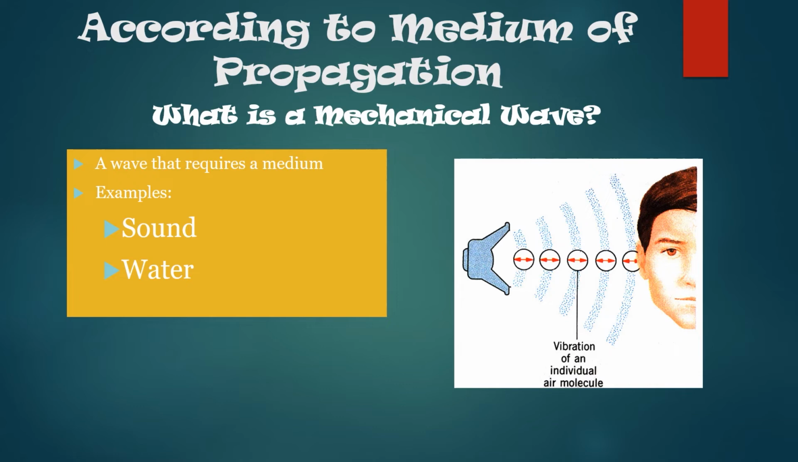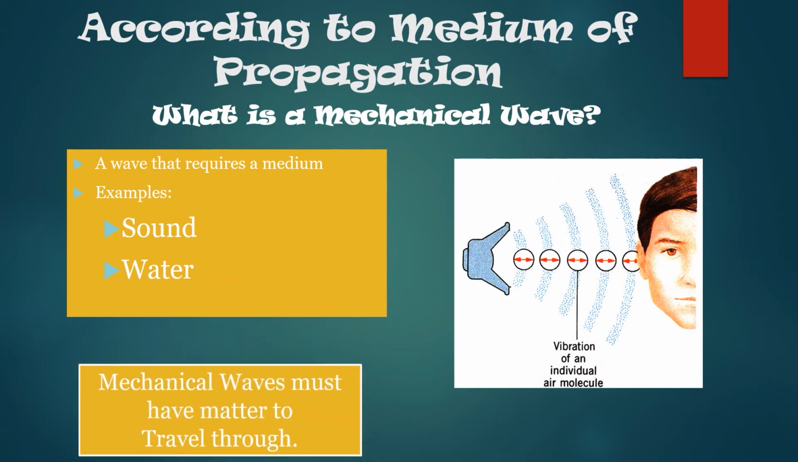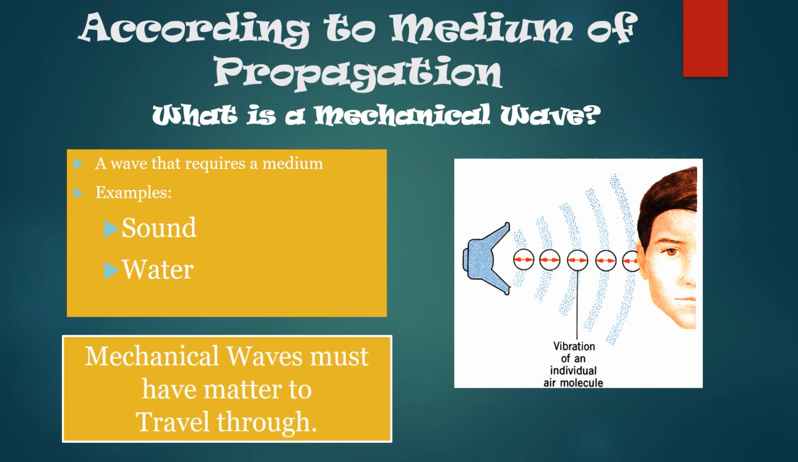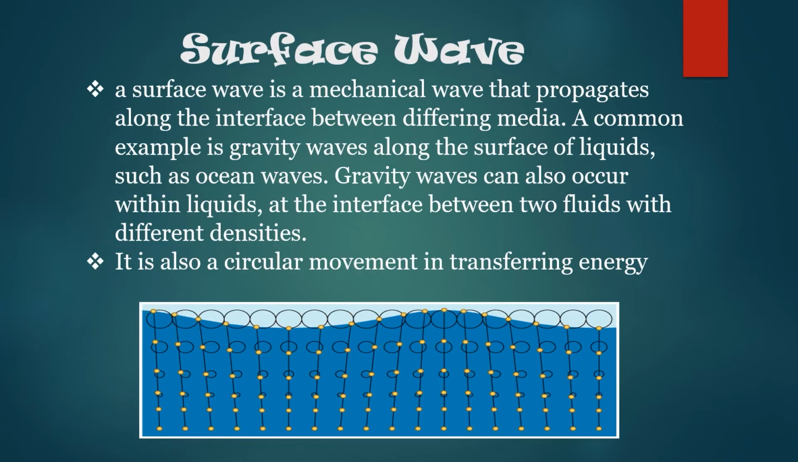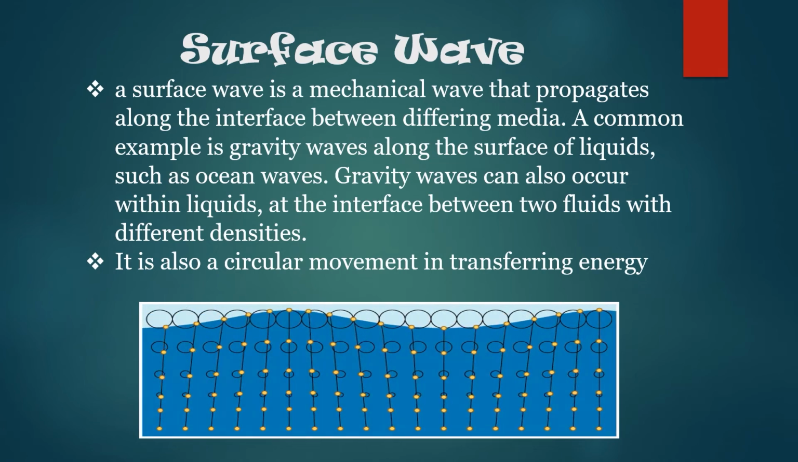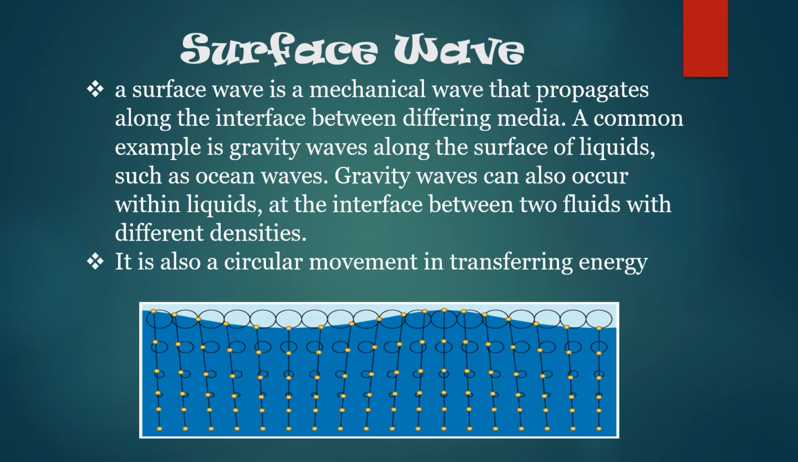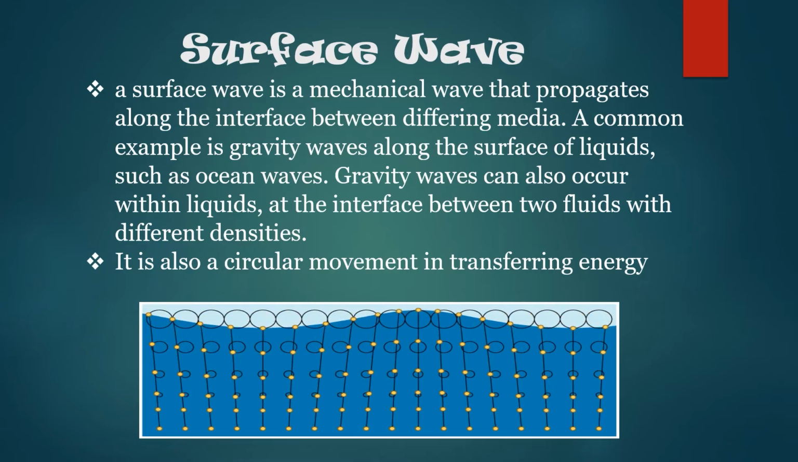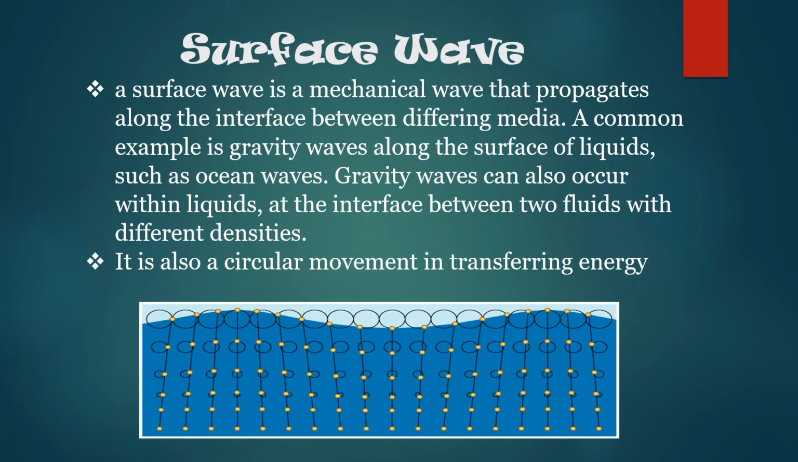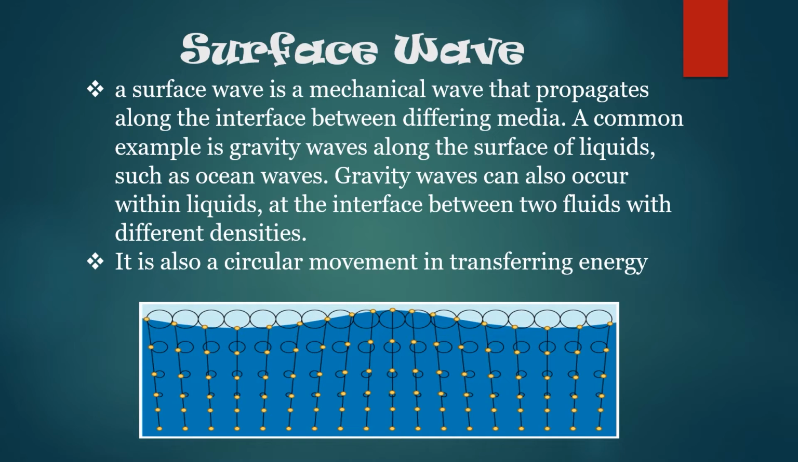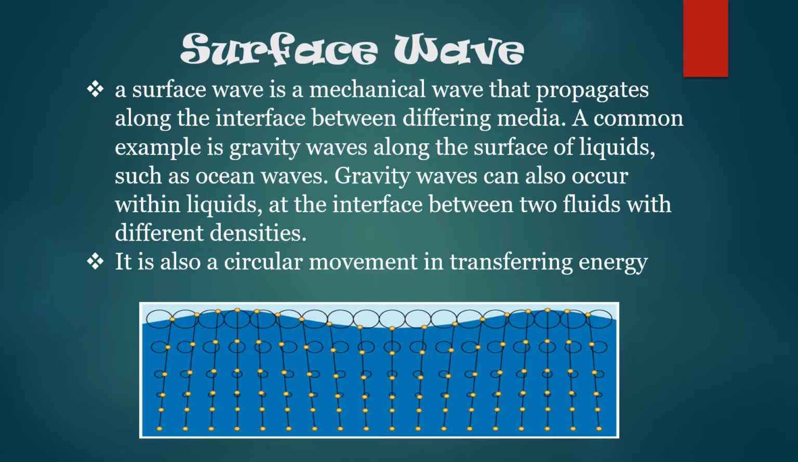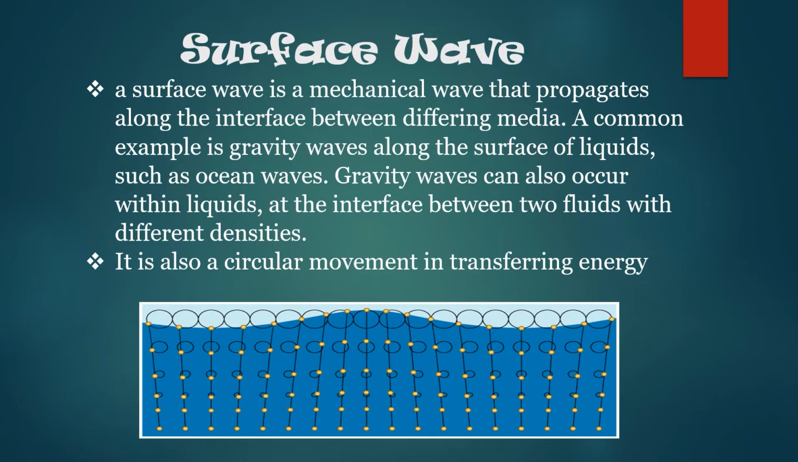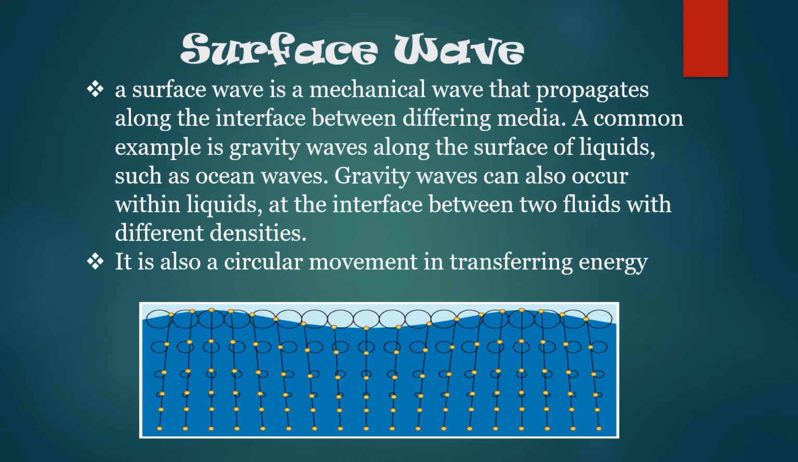What is a mechanical wave? It is a wave that requires a medium. For example, sound and water. Mechanical waves must have matter to travel through. One example of mechanical wave is a surface wave that propagates along the interface between differing media. A common example is gravity waves along the surface of liquids, such as ocean waves. Gravity waves can also occur within liquids, at the interface between two fluids with different densities. There is also a circular movement in transferring energy.